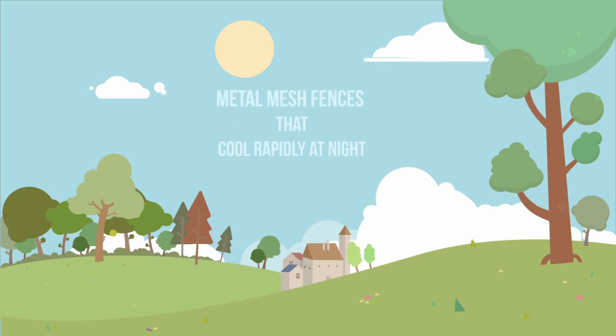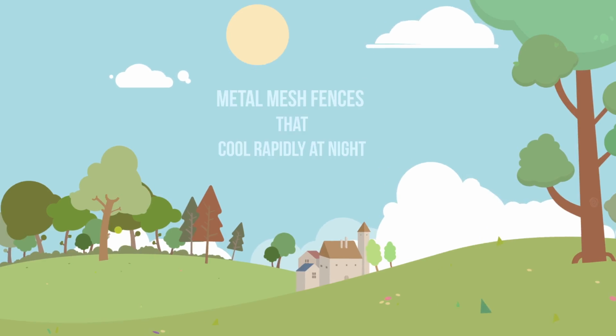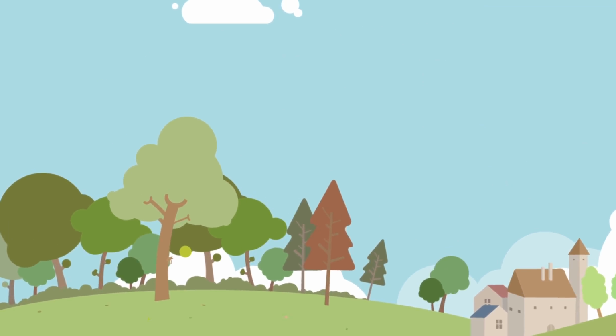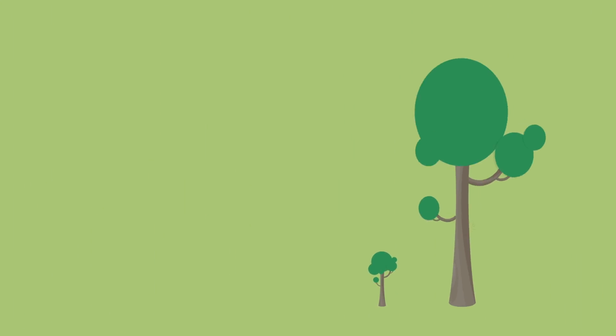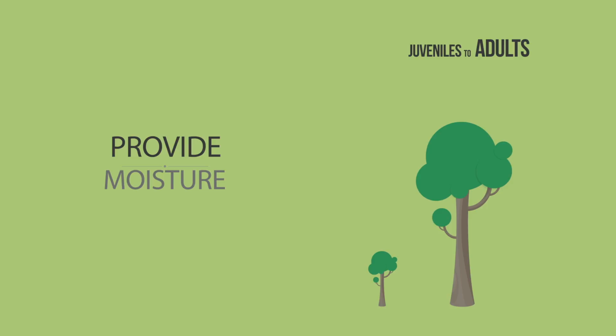A modern version is to use metal mesh fences as these cool rapidly at night. Even better for dew collection are shrubs of around 2 meters high. In natural deserts, you can often see shrubs fairly uniformly placed. Think about the matrices we talked about in the video about pattern, so that they are not competing for the same moisture. A designer could use a metal fence and plant shrubs along it to provide moisture for the plants as they grow from juvenile to adults.